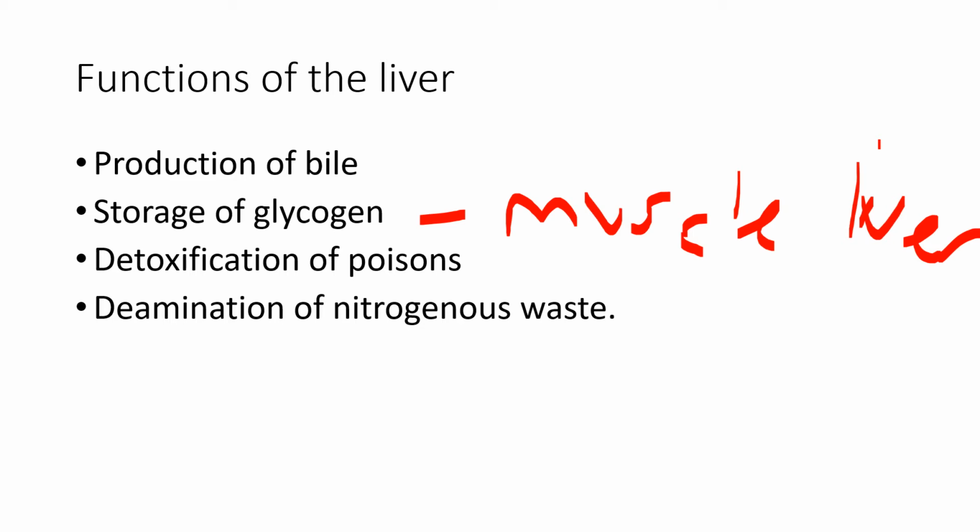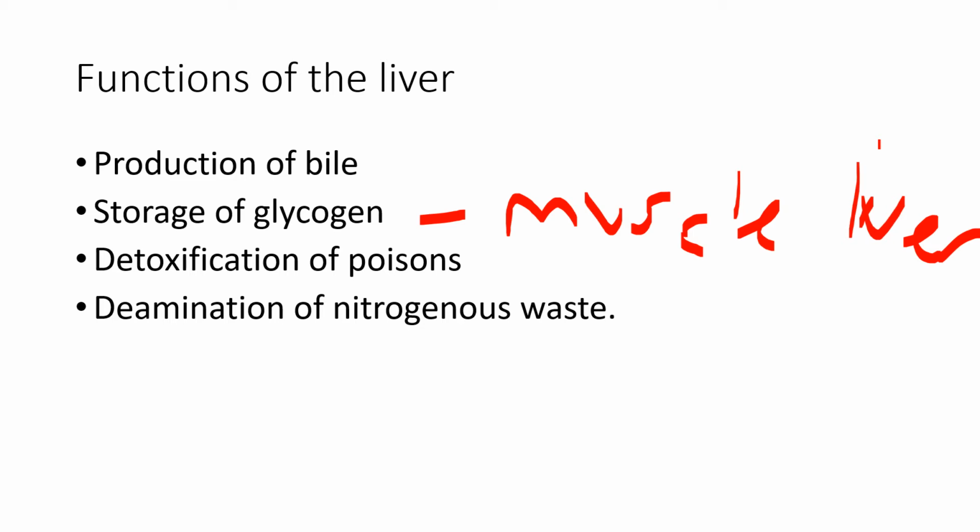Detoxification of poisons. So like I say, if you ingest something, you have kind of no idea what's in your food really sometimes. Then your liver will detoxify those poisons. And then deamination. Deamination is getting rid of the amine group on a protein.